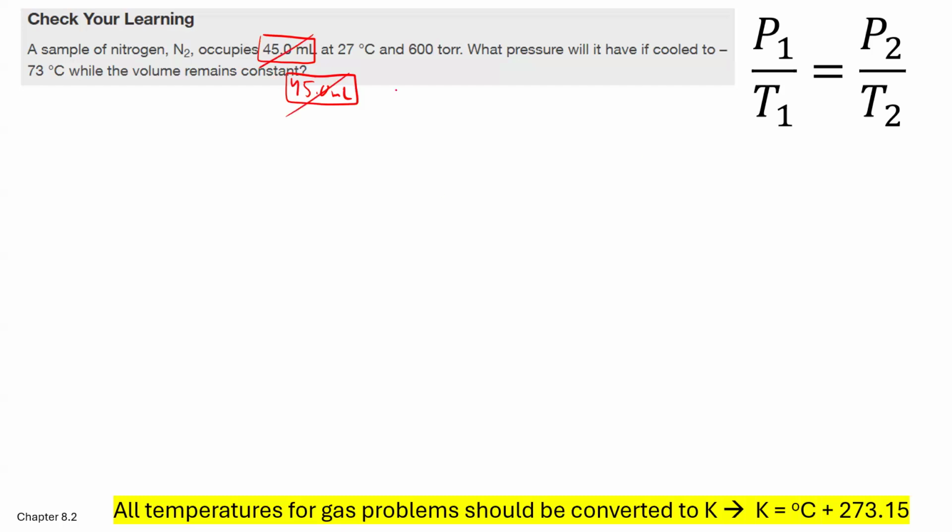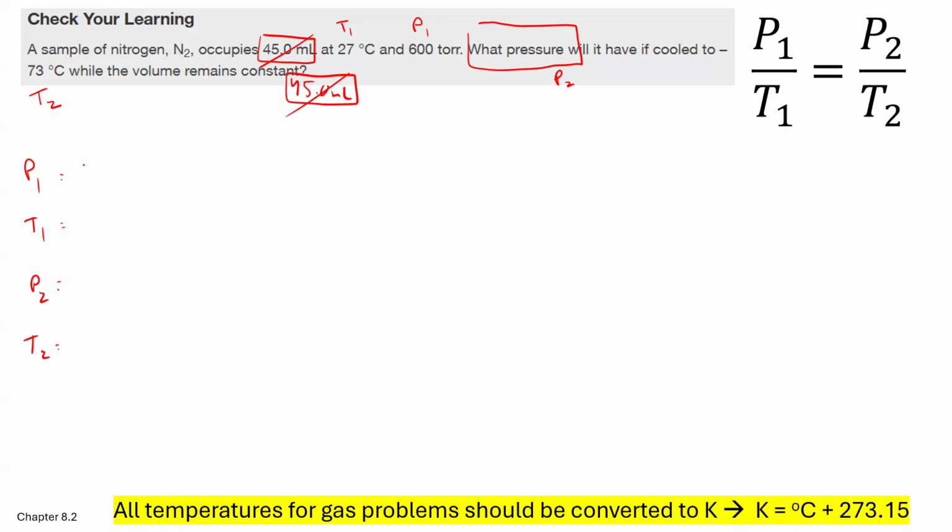All right, let's start labeling these properly. So let's say this is going to be occupies that much volume at this much temperature. So this is going to be our initial temperature, and this is our initial pressure. What pressure will it have if cooled to, and this is our new temperature. This what pressure is going to be our P2, because you're asking what it's changing to. Let's write all these down now. P1, T1, P2, T2.